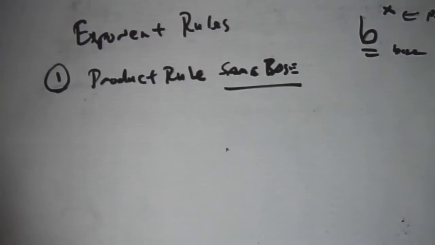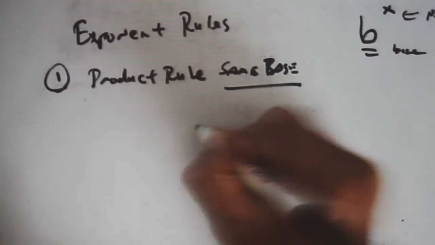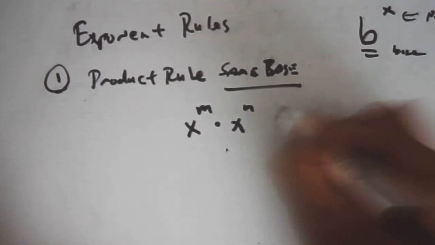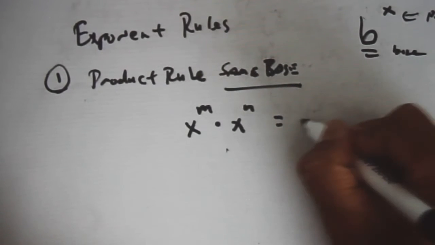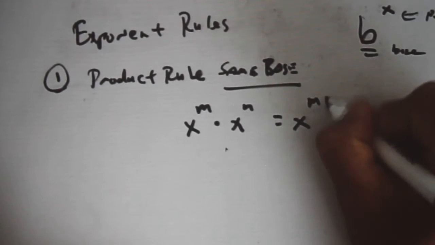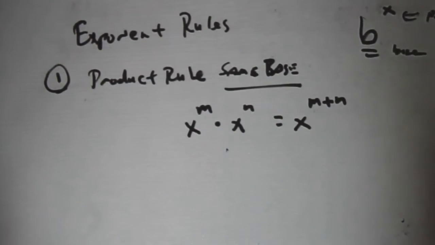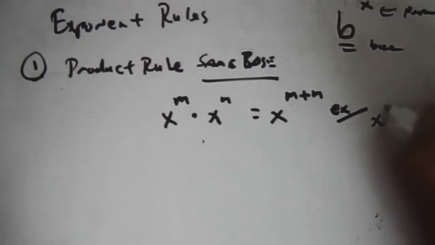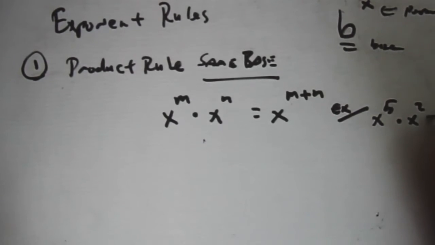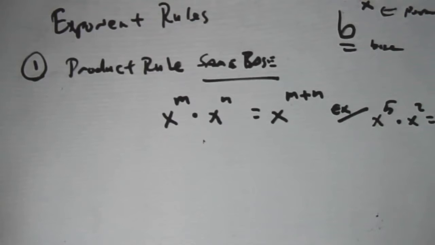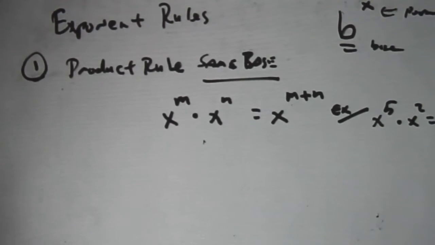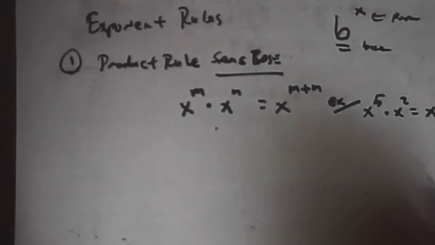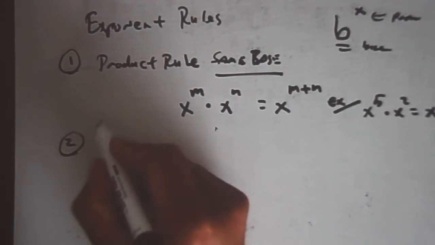So what the product rule tells us is that if you have some base x to the mth power times x to the nth power, well, in that case you add the powers together. This becomes the same base x to the m plus n power. So for example, if you have x to the 5th times x squared, this becomes x to the 7th, 5 plus 2. Alright, so pretty straightforward. I think you've done several of those before with the different products.